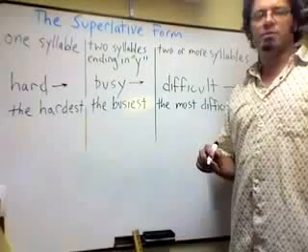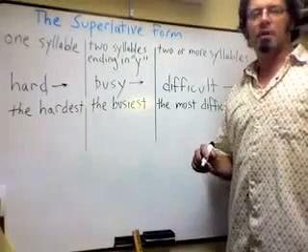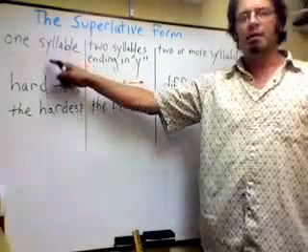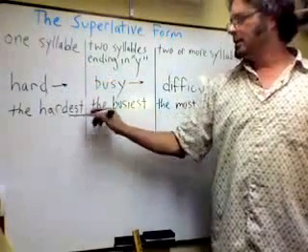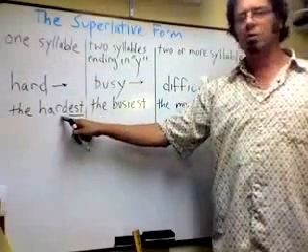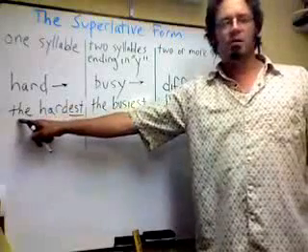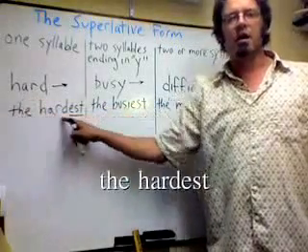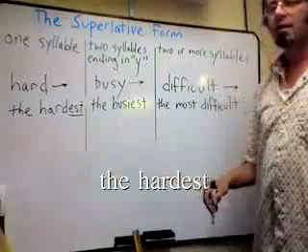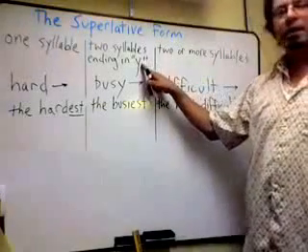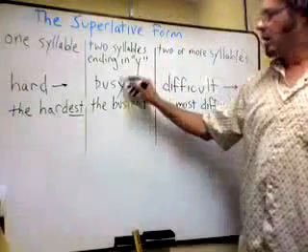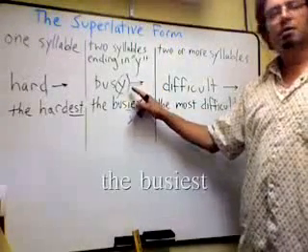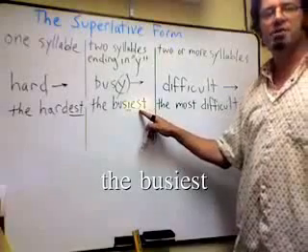There are three different ways to make the superlative form. If a word is one syllable in length, then you add est to the end of the word and use the article the. Hard becomes the hardest. Two syllables ending in y will change the y to an i. Busy becomes the busiest.